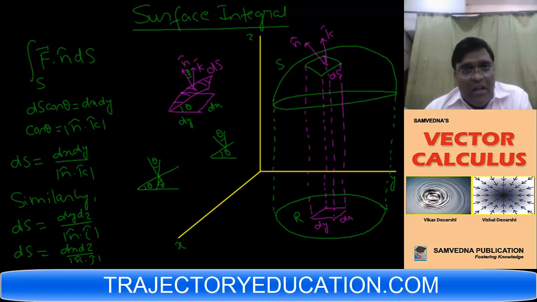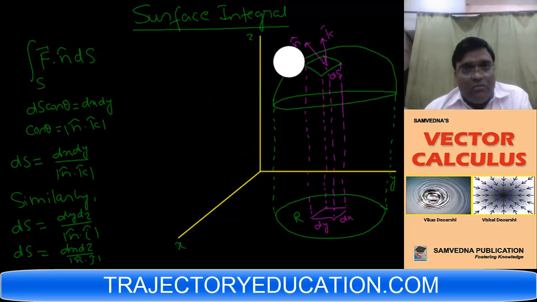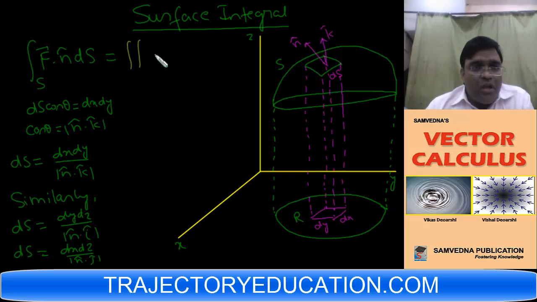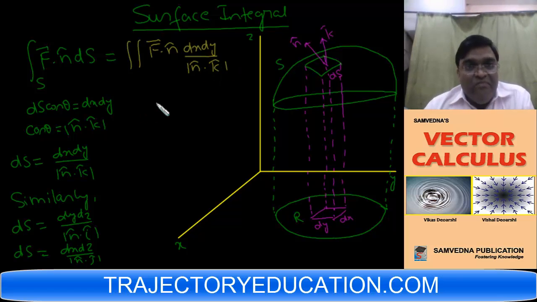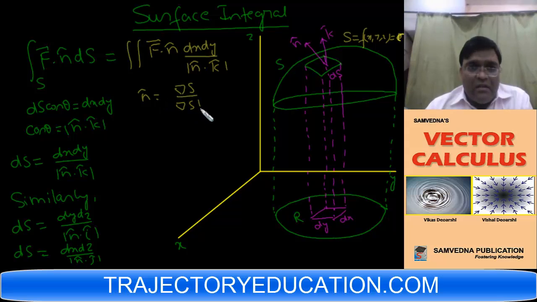See how we can convert it to a double integral. Let me rub this portion. So if I take projection on the xy plane, this converts to the double integral of f dot n dx dy upon n dot k. And what is n? How do you find n? So this is S, and you have the equation of the surface also. That equation of surface S is, say, f(x,y,z) equals 0, or say some constant c. Then your n can be found by simply taking the gradient and dividing it by its magnitude. So this will give you n.